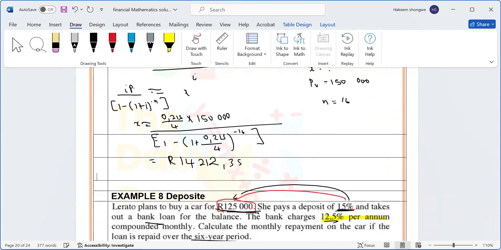Yeah, if you are substituting correctly, it's still going to apply.